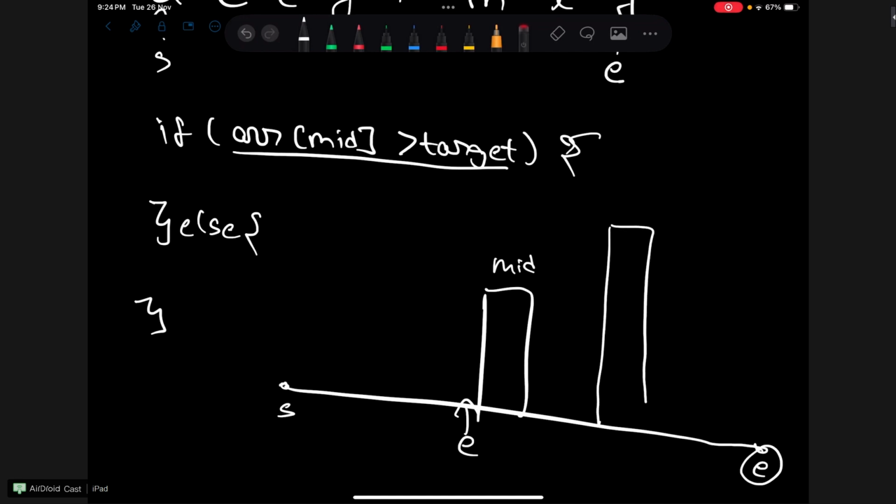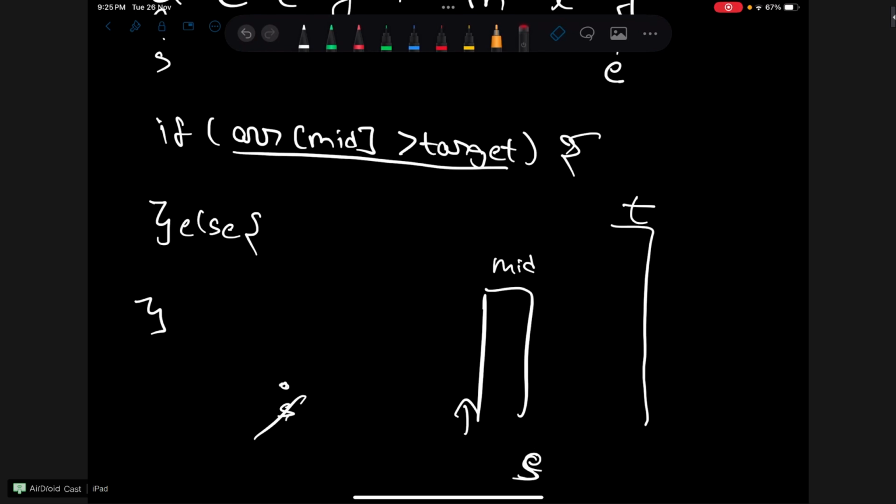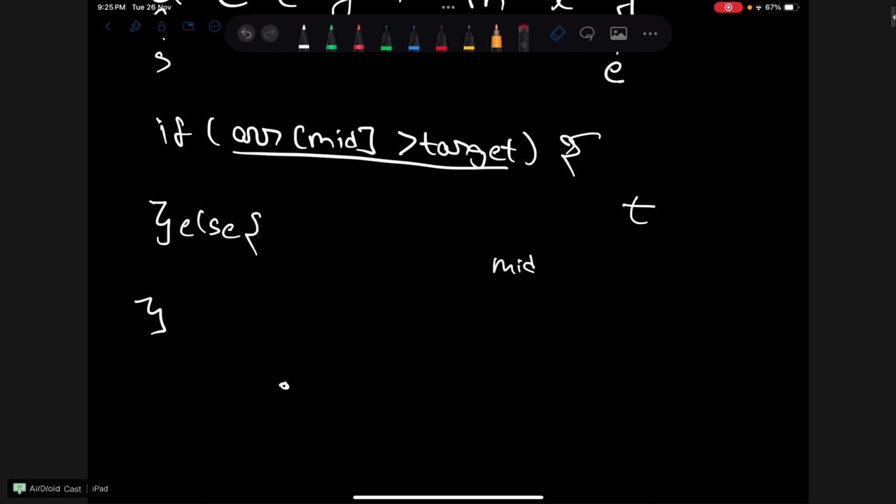That means this could have been a potential target. So target must lie on the right side. So in that case, we'll take the s pointer and point it to mid plus 1. So this is where the s pointer would be. Now we know why this condition is important. Again, I have explained the same thing in previous videos as well.